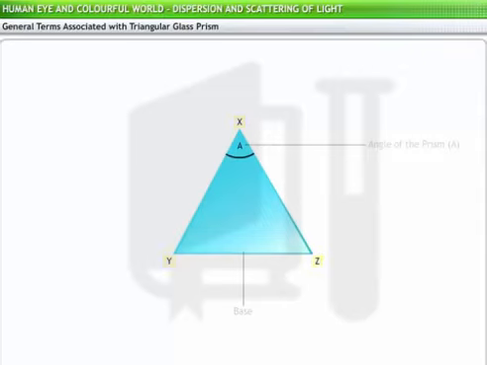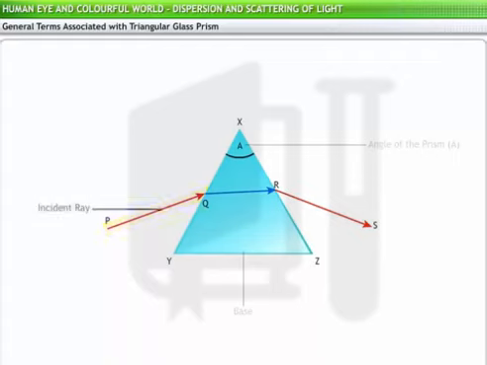Consider XYZ, the cross-section of a triangular glass prism. When a light ray PQ is incident on the face XY of the prism, it refracts at the 2 refracting surfaces of this prism and follows the path PQRS as shown. Now, a quick recap of the terms associated with refraction. The ray of light that is incident on a surface is called an incident ray. Therefore, PQ is the incident ray. Q is the point of incidence.